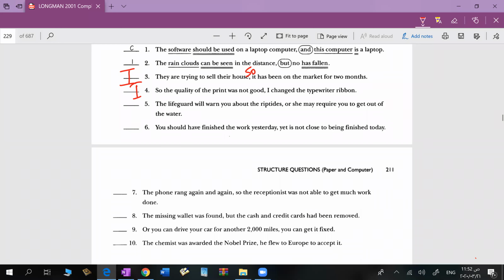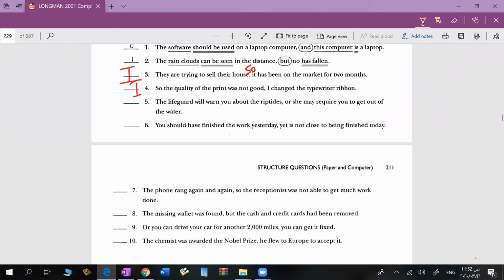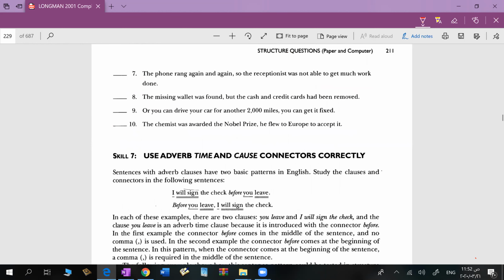Lifeguard will warn you about the riptides, so subject verb, or she may require you to get out. What do you think? Correct. You should have finished the work yesterday, yet it is not. Yet is not close. What do you think? Incorrect. It should be yet it is not. Number 7, the phone rang again and again, so the receptionist was not able. Correct.